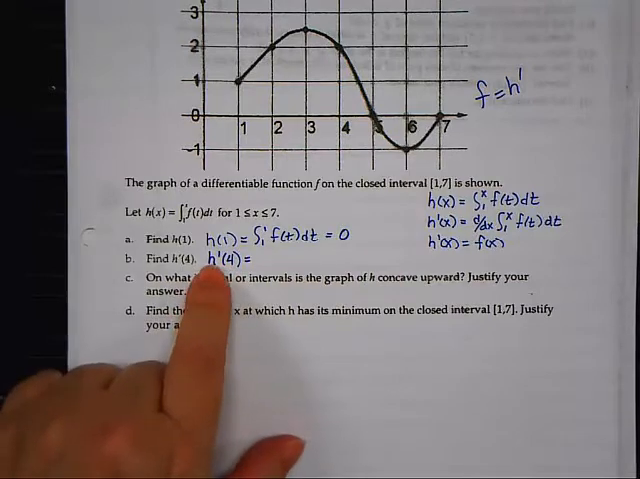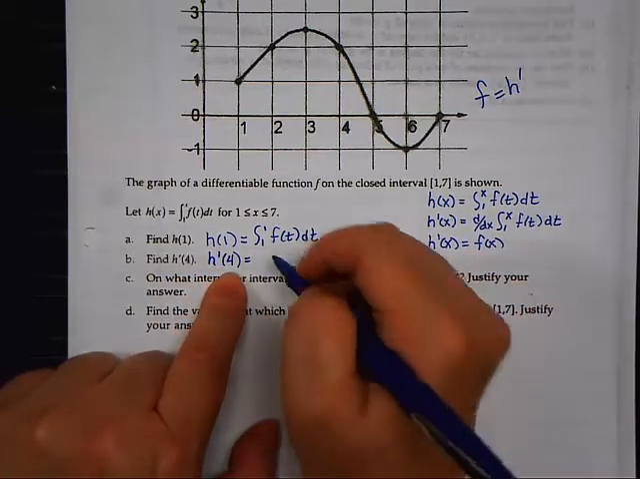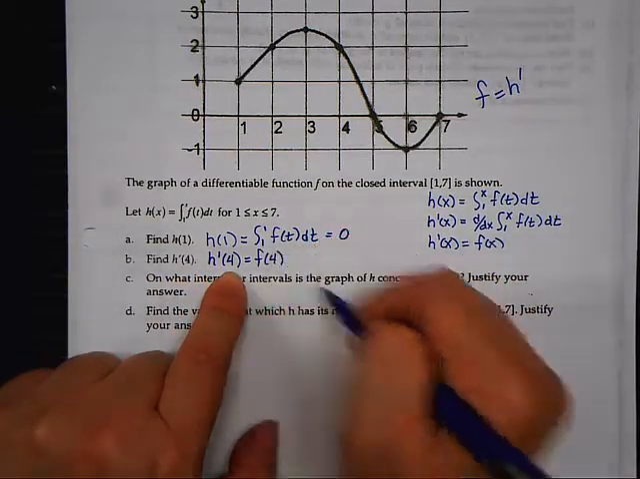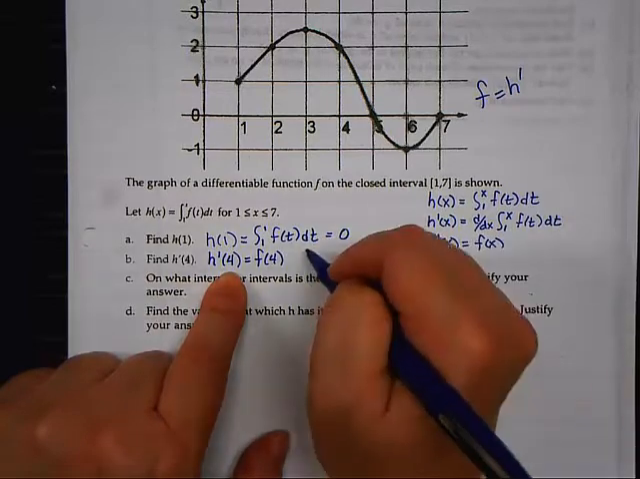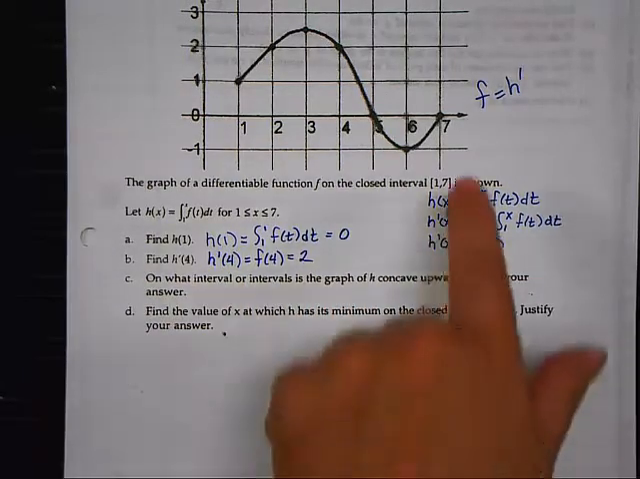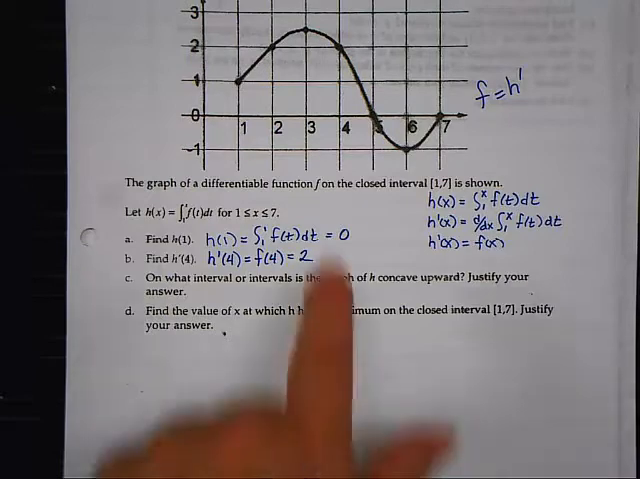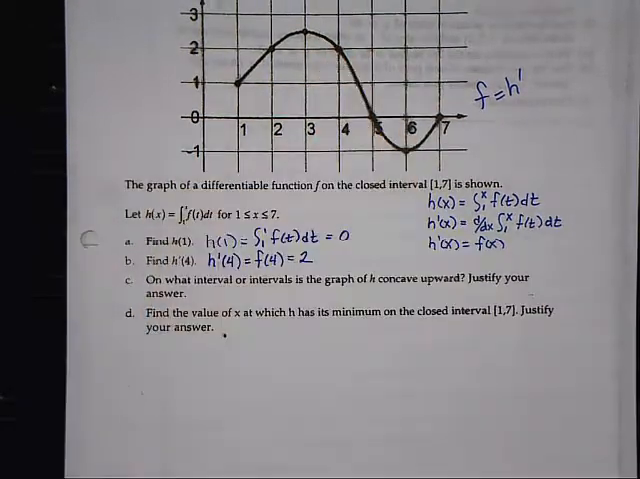Now, this question says, what's h prime of 4? Well, if h prime of x is equal to f of x, h prime of 4 should equal f of 4, right? And f of 4 is 2. How did you get that? That's the graph of f. Look at the graph. What's the y value at 4? At 4, it's equal to 2. Right there, that point. Are you with me? Told you it was a mind bender.